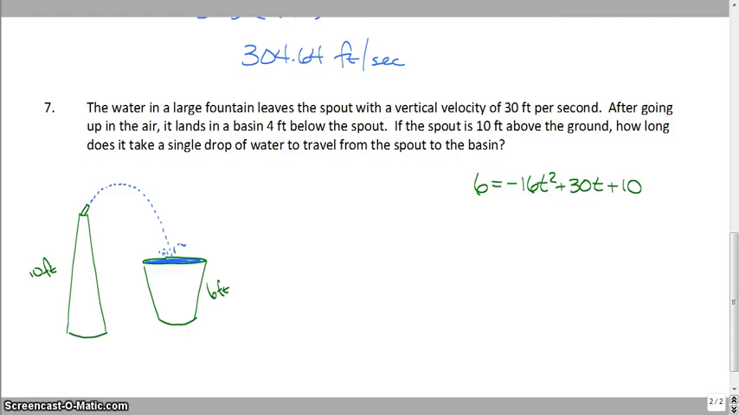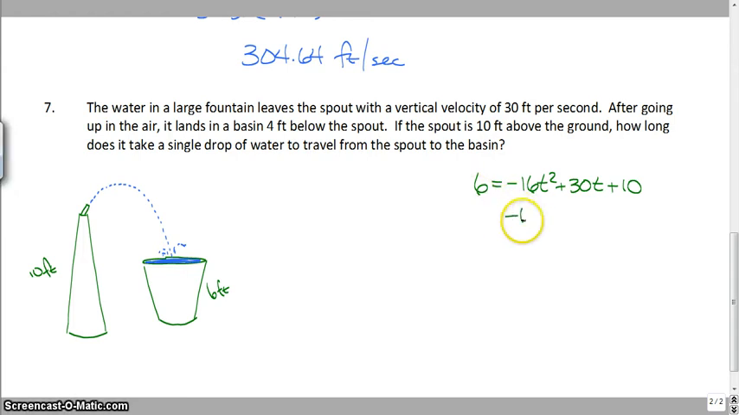Here's the thing. Your final height is 6, not 4, because it says that the basin is 4 feet below the spout, which means if the spout is 10 feet off the ground, the basin is actually 6 feet above the ground. So from here, all you have to do is solve. So if you had a 4 instead of a 6 for this part, make sure you change it to a 6 and try solving. And from here, all you have to do is this.